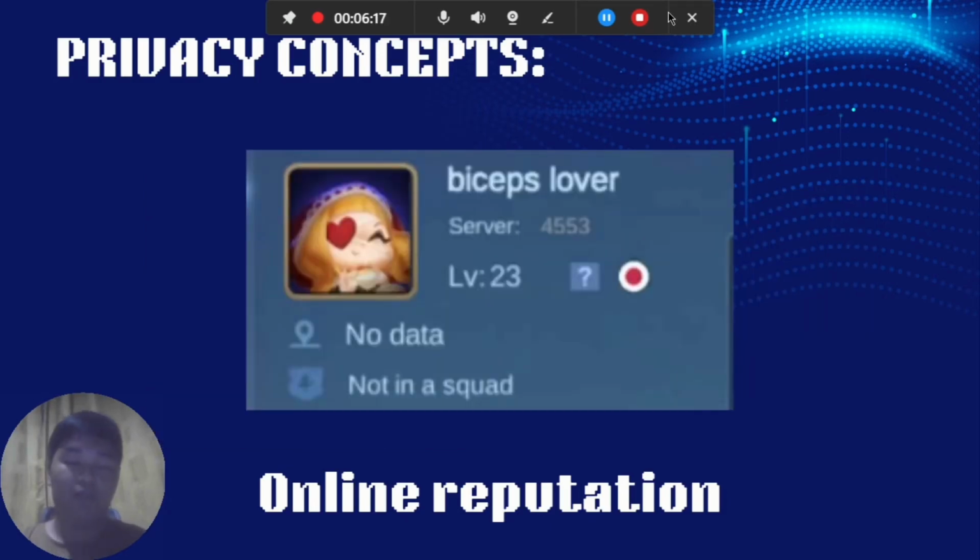Another example would be this username on a gaming app called Mobile Legends, with the name Biceps Lover. Now, how is that online reputation, you ask? That is connected to online reputation, as that is how you present yourself on the internet, or in this case, on this mobile gaming app. You are representing yourself as a Biceps Lover. That is now your reputation on that gaming app.